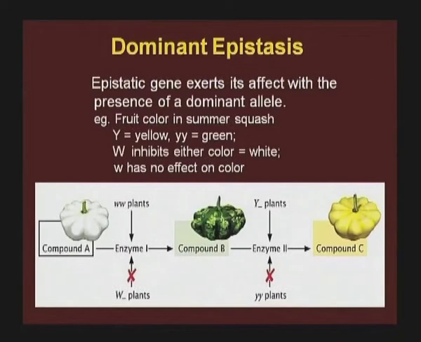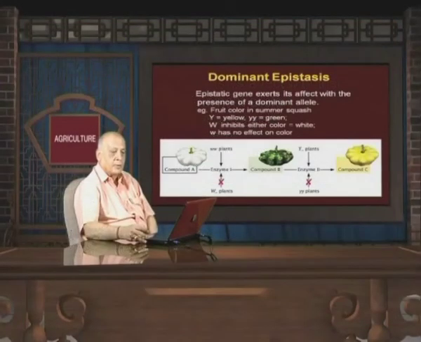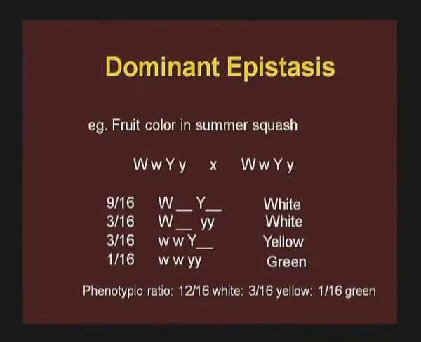In dominant epistasis, the gene exerts its effect with the presence of a dominant allele, as in fruit color in summer squash. In summer squash, yellow is capital Y, the recessive is small y, which is green, and W is an inhibitor gene which inhibits either color. So whenever the W gene is present, it will inhibit the expression of color and the squash will be white, otherwise it will be green or yellow depending upon the combination of the alleles. Dominant epistasis shows fruit color in summer squash as explained earlier, that is white, white, yellow and green.